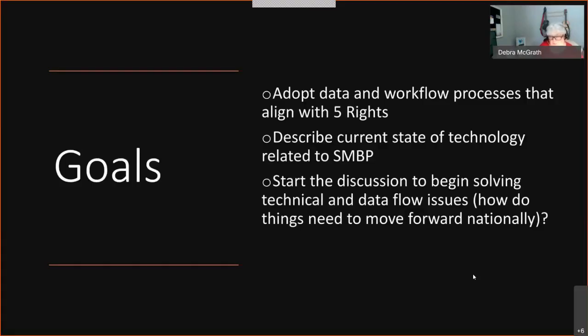So my goals today are to really talk about adopting data and workflow processes that align with the 5 rights: the right data or information in front of the right person at the right time in a format that they can consume, and the right channel, meaning the right software or system. But I'm going to co-opt this a little bit and also talk about leading to the right outcome, which from my perspective is to improve intensification of therapy opportunities and to reduce therapeutic inertia. And I want to look at the third goal, because you'll see that I sort of hedged my bet there, starting this discussion to begin solving the technical and data flow issues. There are significant technical and significant data flow issues right now with this. I want to make sure we don't let the perfect get in the way of the good, but at the same time, I also don't want to sugarcoat that this is a little bit difficult to implement from a variety of perspectives. Next slide.